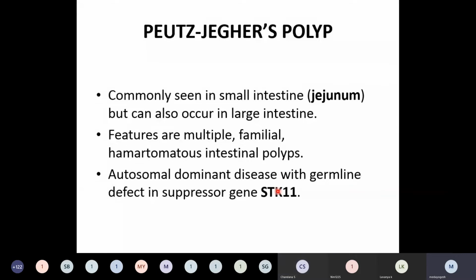So Peutz-Jeghers polyp is commonly seen in the small intestine, that is in the jejunum, but it can also occur in the colon as well. The features are that these polyps are multiple. They can have familial predisposition, and it's usually hamartomatous in nature. And the etiology for the occurrence of this polyp is a defect in the tumor suppressor gene STK11, an autosomal dominant disease with germline mutation in the gene.